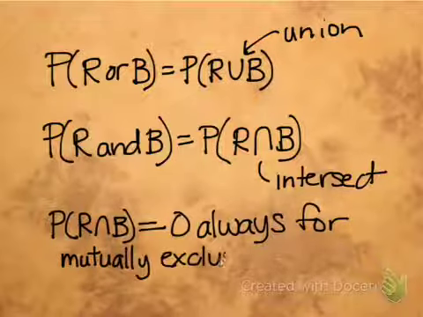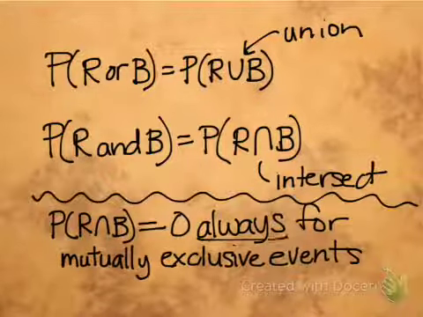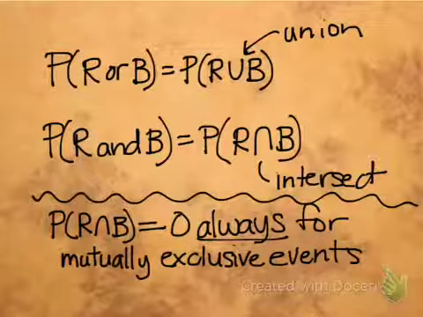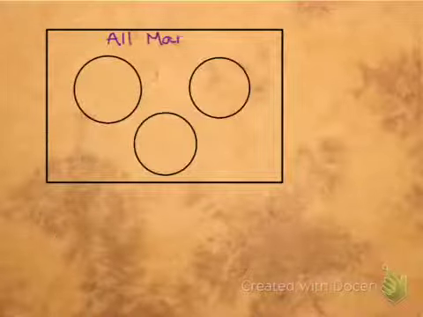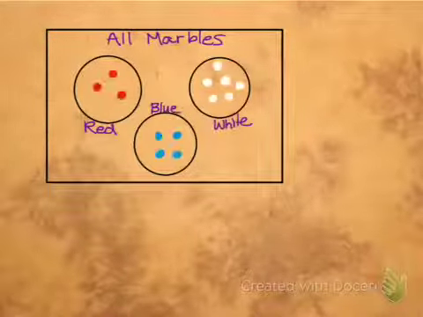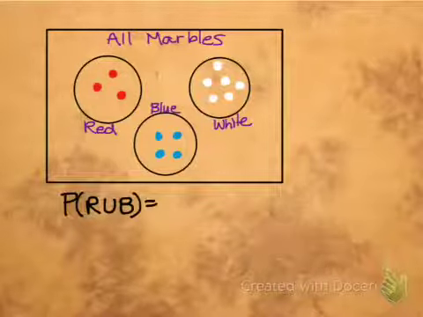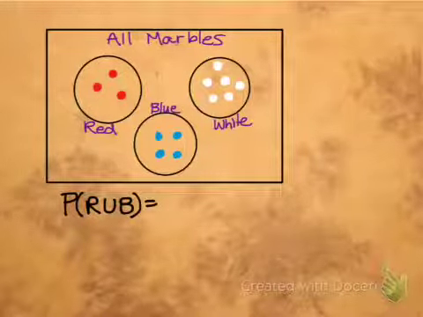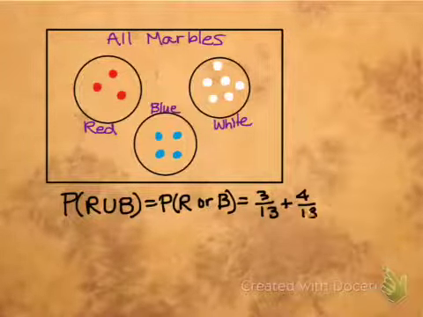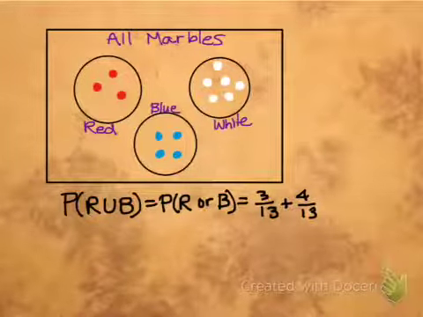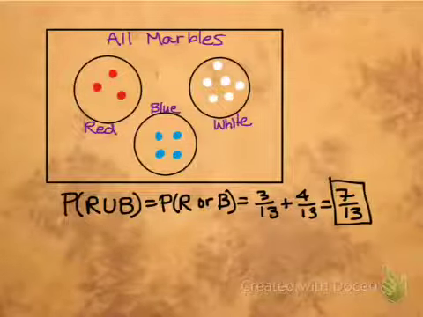If you have mutually exclusive events, like the ones in our Venn diagram, the probability of red intersection blue is always going to be 0. If there's no overlap, there's no intersection. So if we're looking again at our diagram, the probability of red union blue, so all of the red or all of the blue, we take all the red ones, all the blue ones, put them in a cup together, and we get 7 out of 13.